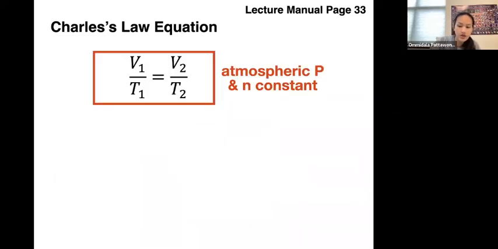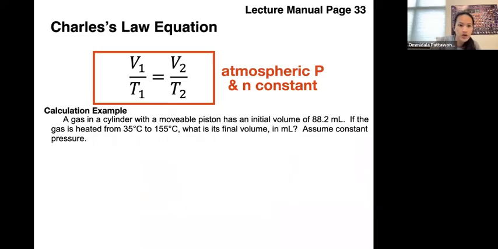Okay, so let's take a look at an example. A gas in a cylinder with a movable piston has an initial volume of 88.2 milliliters. If the gas is heated from 35 degrees Celsius to 155 degrees Celsius, what is its final volume in milliliters? Assume constant pressure. All right, so V1 is given, T1 is given, T2 is given. Again, it's giving you two sets of conditions, right?